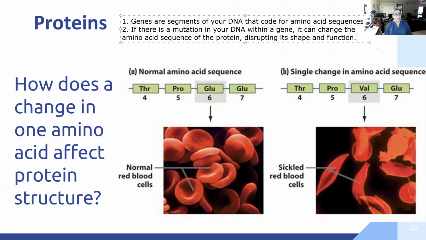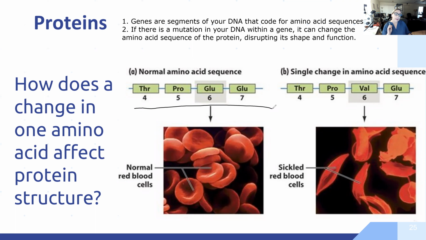So let's look at an example of that. Here we have hemoglobin. Okay, and what you're looking at here is a disease you've probably heard about, sickle cell anemia. So here on the left is the correct amino acid sequence. Now notice it says 4, 5, 6, 7. I'm only showing you 4 amino acids in that sequence. It's actually much longer, right?